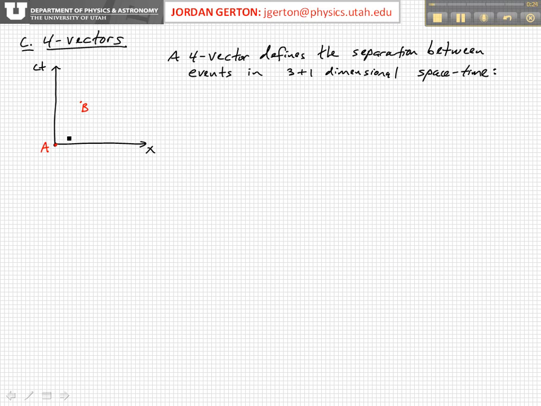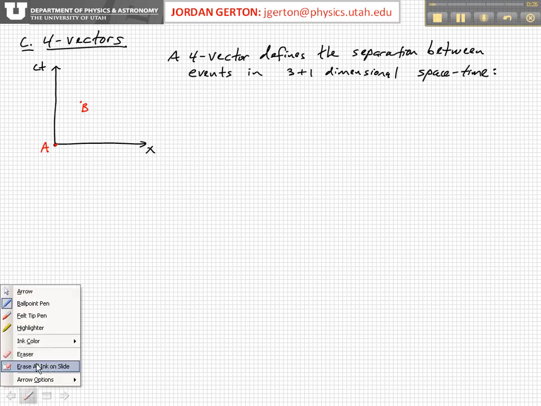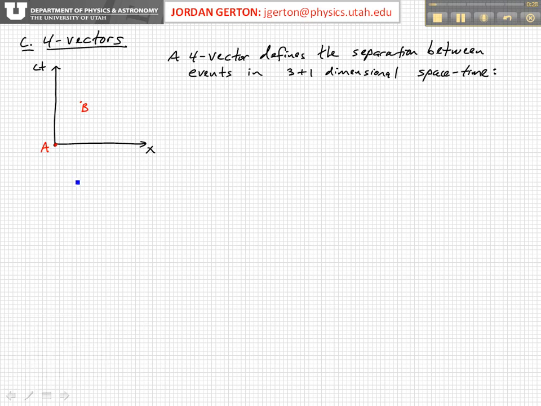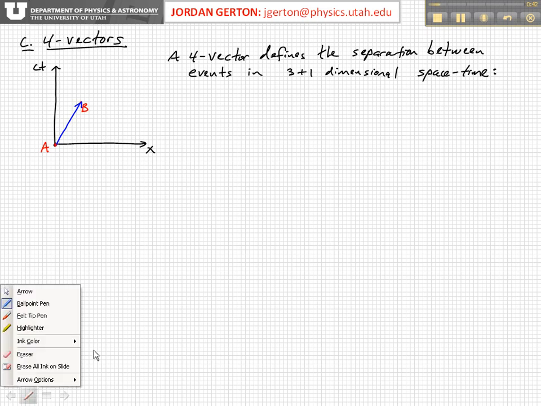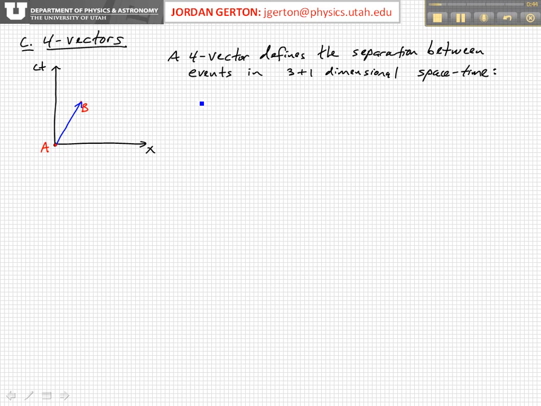So, for example, if we have two events A and B, that I'm showing here on a space-time diagram, then a 4-vector basically defines their separation. And we can write this separation, we can give it the notation big X. And we're going to put an arrow above it to denote that it's a 4-vector.